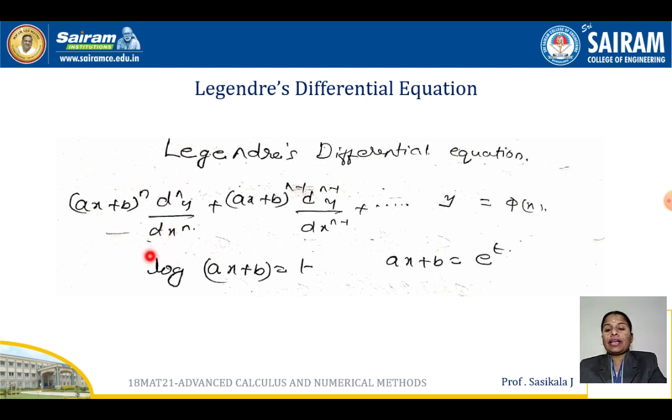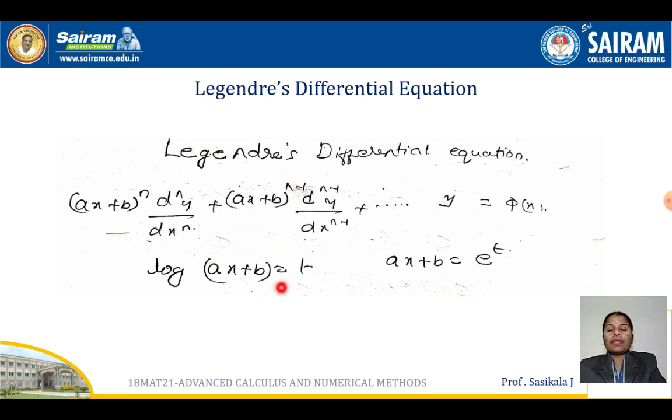So in that case, how can we solve it? In Cauchy's, we considered x in terms of t. Here we are going to take t as log of ax plus b. So here you have ax plus b equal to log... sorry, t equals log of ax plus b. On both sides you can apply exponential. Log and exponential will get cancelled, so you get ax plus b equal to e power of t.